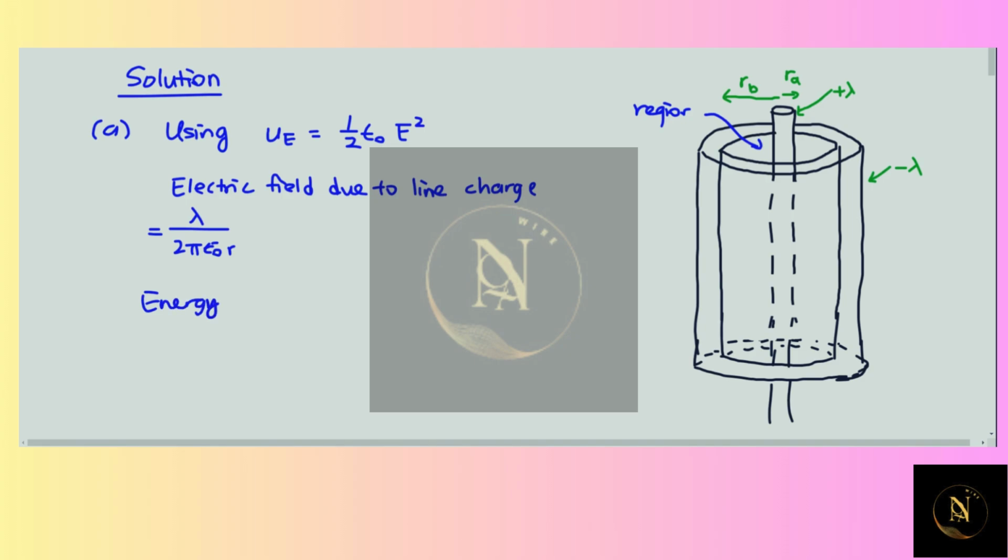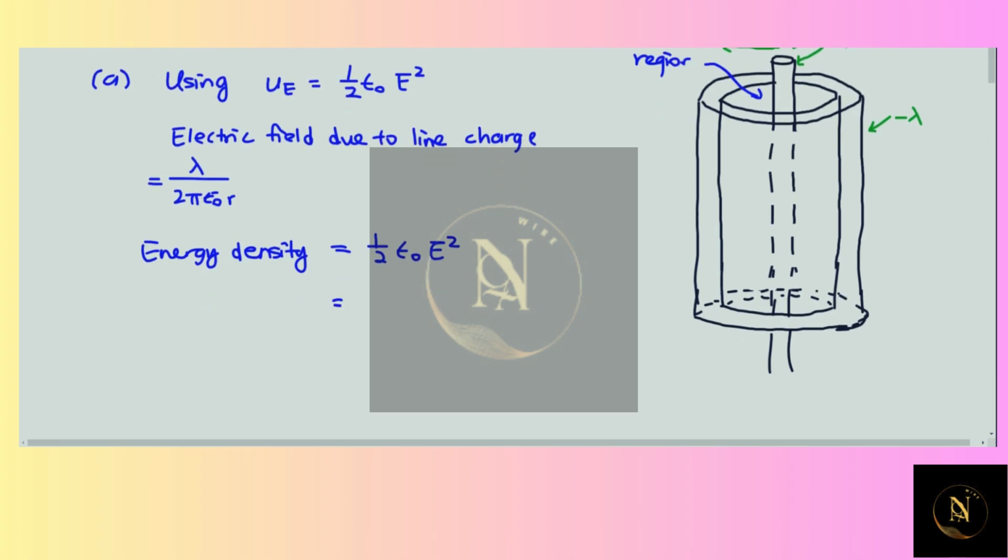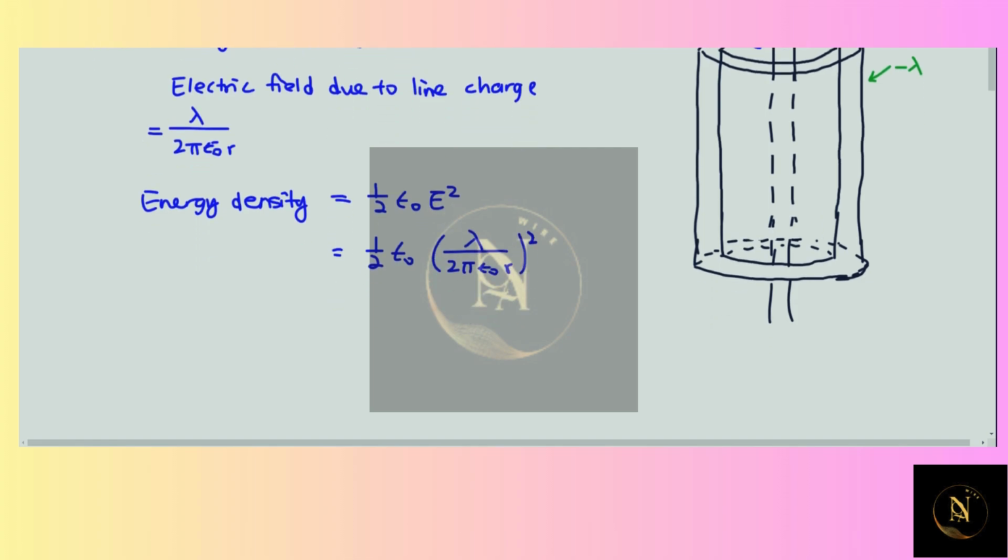Energy density u_E equals half epsilon naught E square, which is half epsilon naught times lambda divided by 2 pi epsilon naught r, and then the whole thing squared. If you simplify, you get lambda square over 8 pi square epsilon naught r square. So this is the expression for energy density.